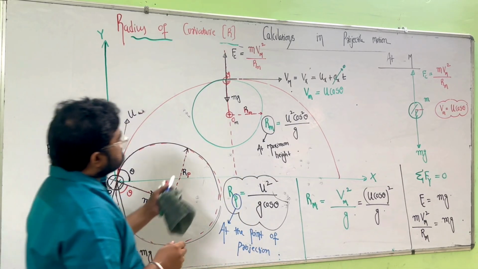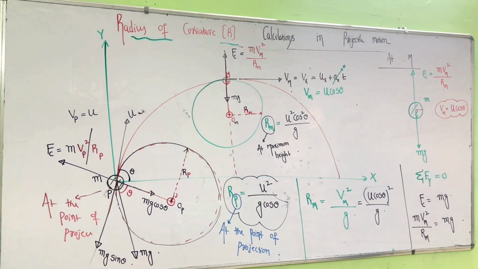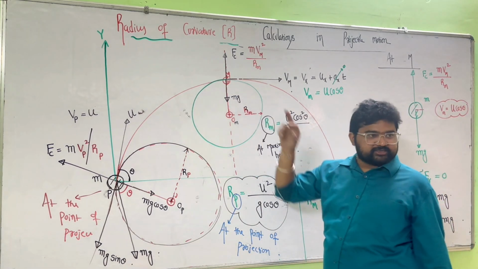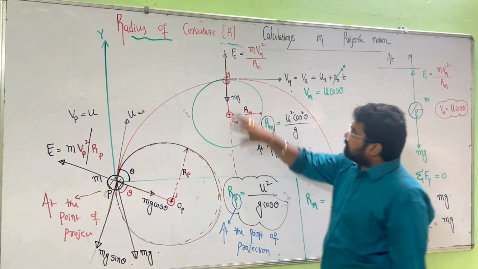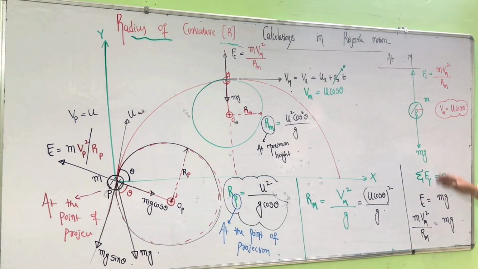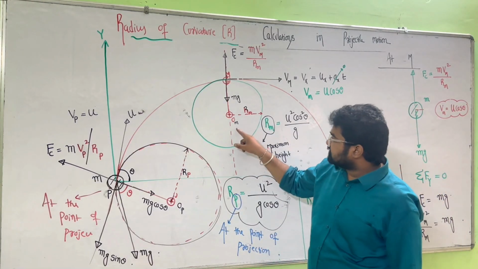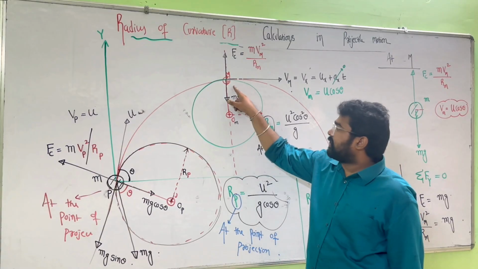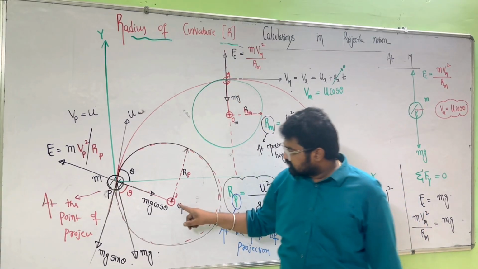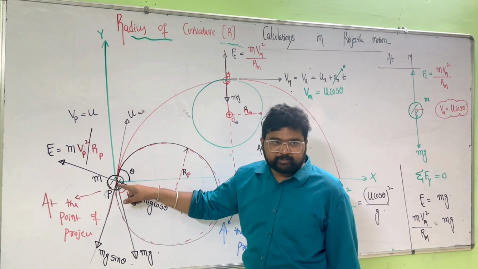Understood? Radius of curvature at the maximum height. This is the story. You have drawn the free body diagram for the mass, the ball, which is in projectile motion. Weight always acts vertically downward. Centrifugal force always acts away from the center of circular motion. This is the center of circular motion when the particle is at maximum height. This is the center of circular motion when the particle is at the point of projection.